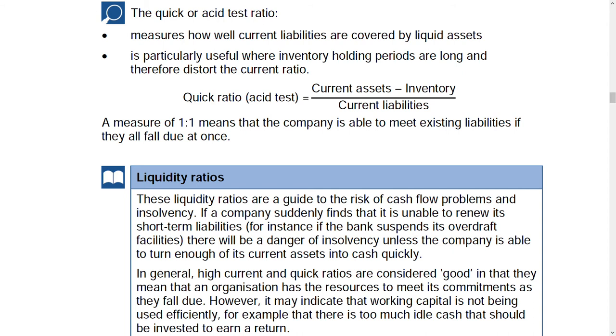In general, high current and quick ratios are considered good. Why? Because it means they have the resources to pay back their liabilities. But you also have to make sure, as I have told you previously, nothing is too good. Everything has its drawbacks. Even if something is good, it is losing somewhere. It indicates that working capital is not being used efficiently if it's too high, because too much cash is lying idle and you're not investing it. Rather, you invest that cash and get a return. So what happens when you invest that cash? Your current assets will fall because cash will be deducted from your current assets, if you have too high an asset ratio or current ratio, right?